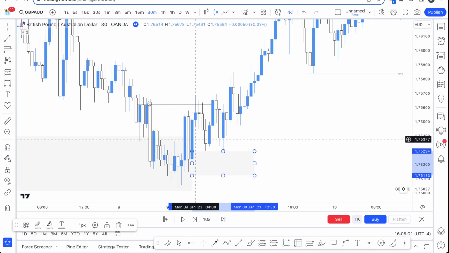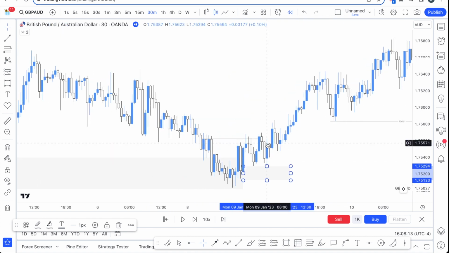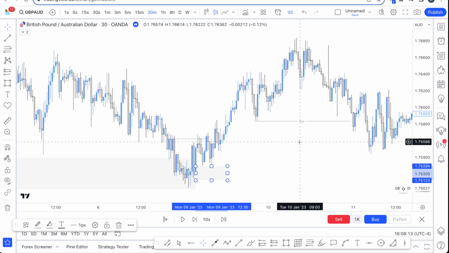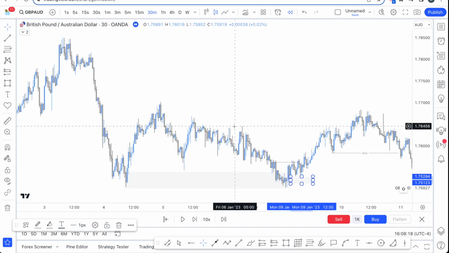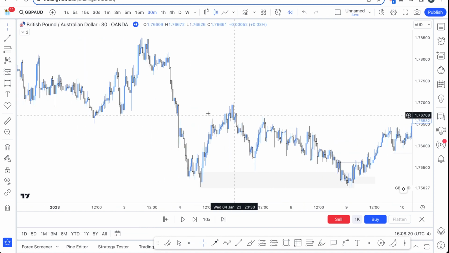So this low here was the one that caused the break of the structure. Your inducement is here, prices run up. This one is not as smooth, obviously. It's not the best example. Let's continue. Right over here.